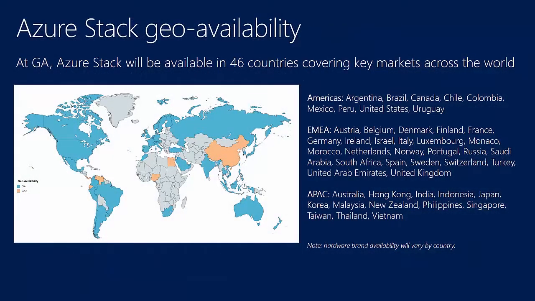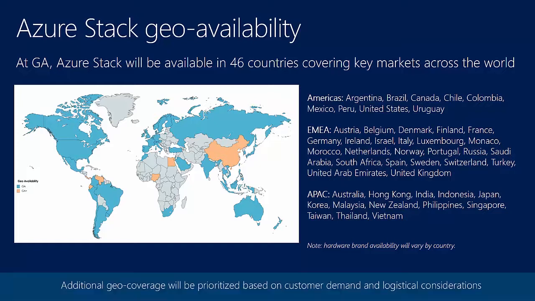And then geo availability at launch. So Azure Stack will be available in 46 countries covering key markets across the world. I'm not going to read each one of these, but it's Americas, EMEA, and APAC. And then additional geo coverage will be prioritized based on customer demand and logistical considerations. So all in all, Azure Stack is a pretty significant product for Microsoft. If you look at the NIST definition for hybrid cloud, Azure Stack fits that definition, meaning you have a cloud on-prem and you have a public cloud, and they're both connected and integrated. It's going to be very interesting to see Azure Stack roll out across the globe.